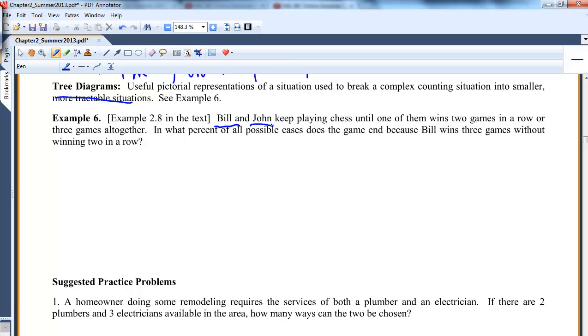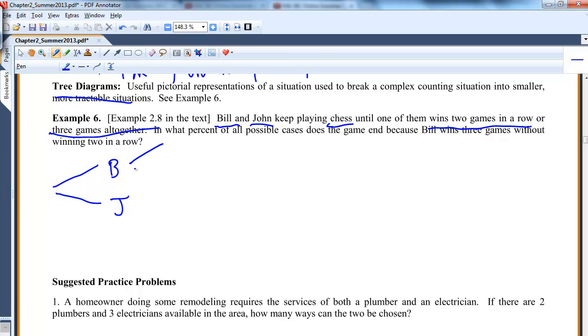Bill and John keep playing chess until one of them wins 2 games in a row or 3 games altogether. What percent of all possible cases does the game end because Bill wins 3 games without winning 2 in a row? So we'll just start a tree. I probably won't do the whole problem, but in the first game, what could happen is Bill could win or John could win.